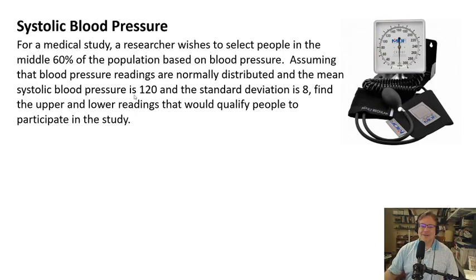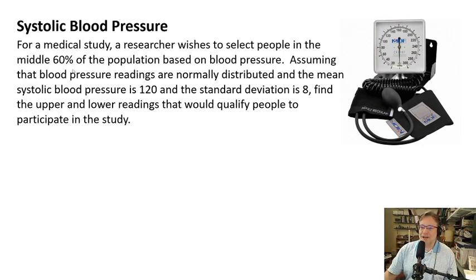So this is the amount of maximum blood pressure that you experience when your heart has just pumped one big pump and is sending a fresh stream of blood through your arteries, and so your blood pressure spikes up to this value here of 120. That's the systolic blood pressure. So assuming that blood pressure readings are normally distributed and the mean systolic blood pressure is 120 and the standard deviation is 8, find the upper and lower readings that would qualify people to participate in the study.